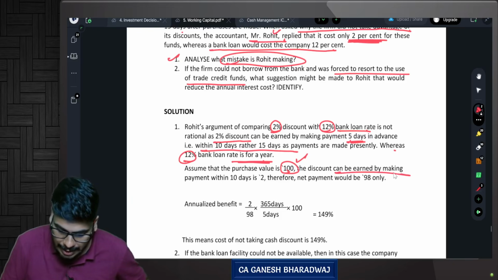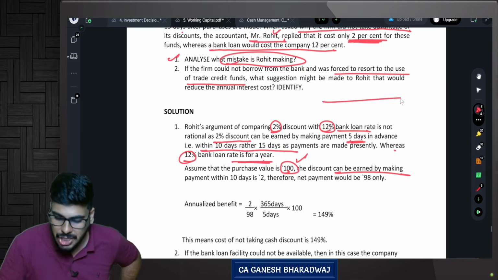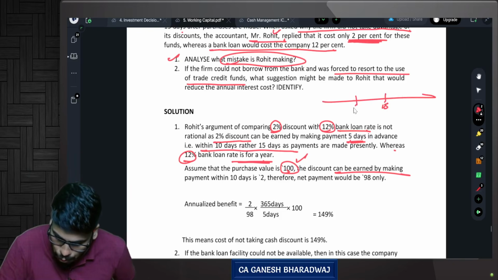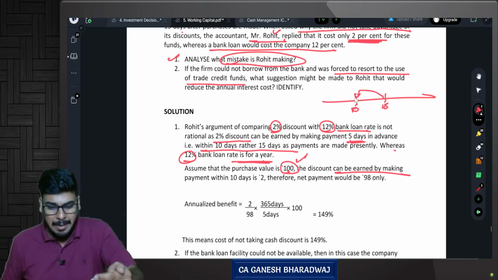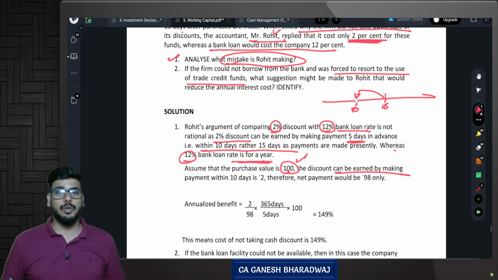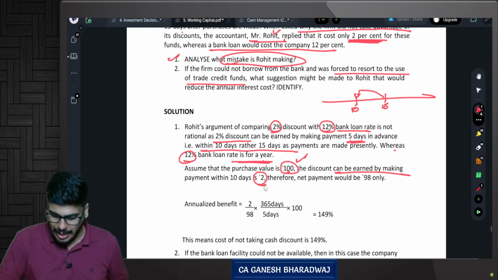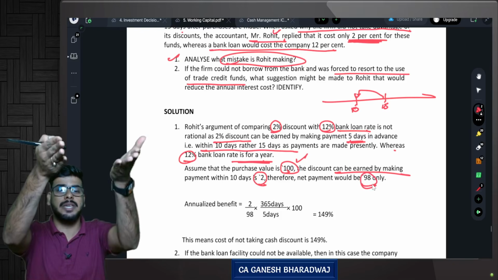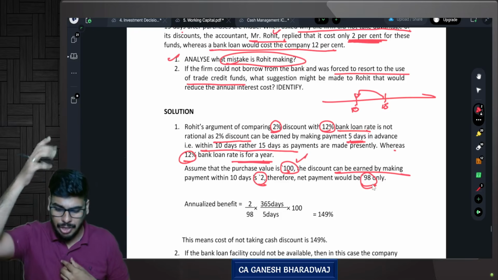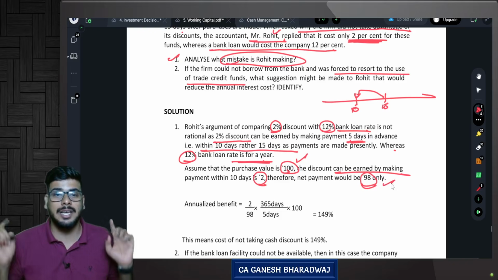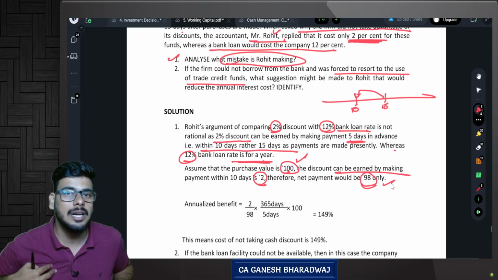Now the discount that can be earned by making the payment within 10 days, that is, generally you pay it within 15 days. Now you pay it within 10 days, that is, 5 days in advance. If you make the payment within 10 days, how much discount will you get? 2% on 100. You will get 2 rupees discount. Correct? So the net amount that you will be paying to your creditor, to your supplier, will only be 98 rupees. Yes or no? So you will have 2 rupees extra with yourself. Yes, guys. Clear or not?